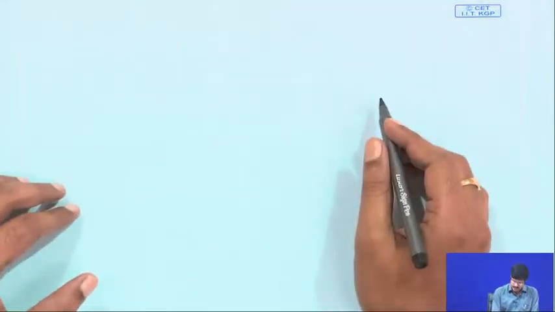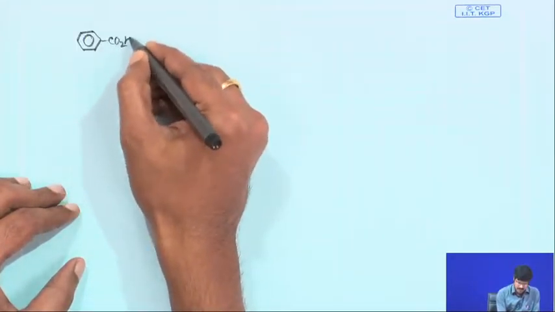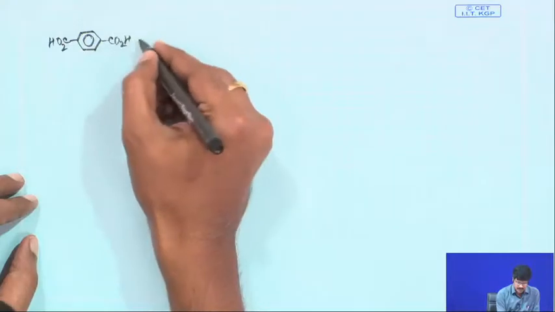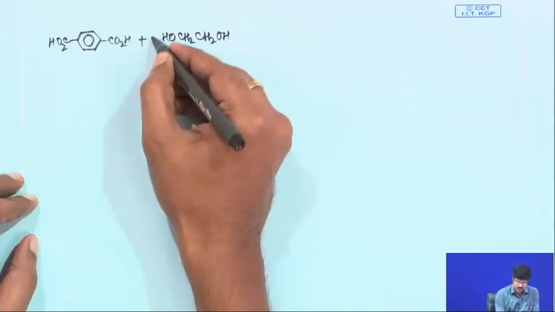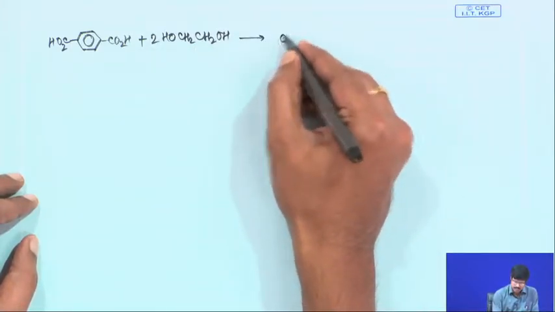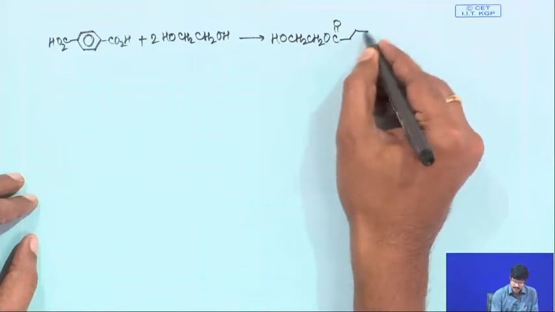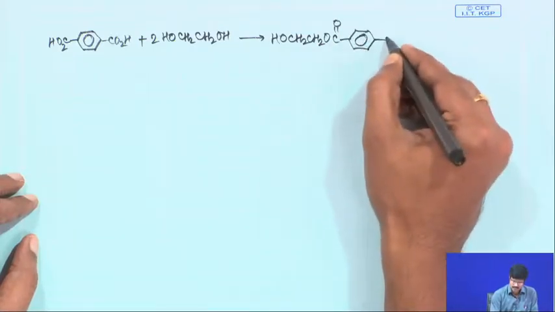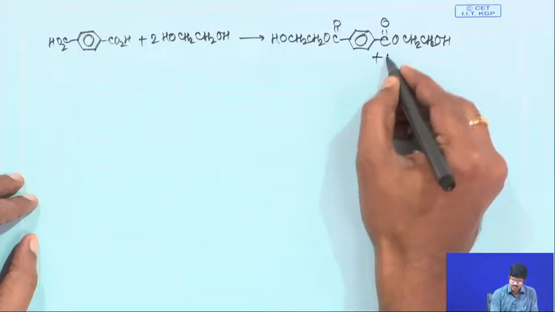So, now we will continue to have a more detailed understanding of this particular process. Let me draw the scheme of the process once more. So, you have the terephthalic acid reacting with ethylene glycol. So, 2 molecules of that, if it reacts, then you get your BHET, this is BHET, and 2 molecules of water.